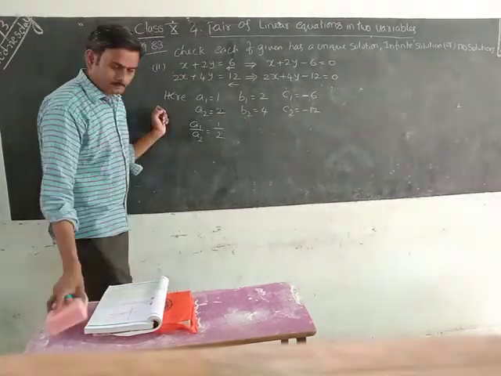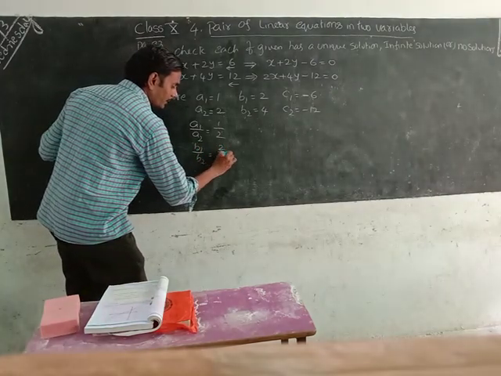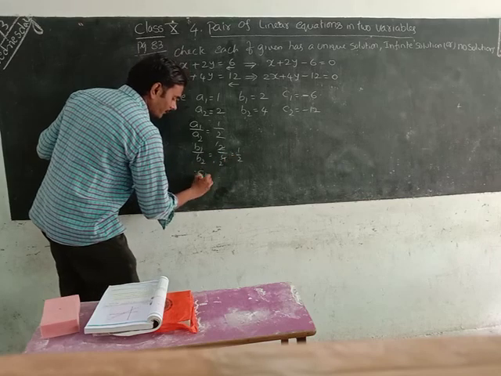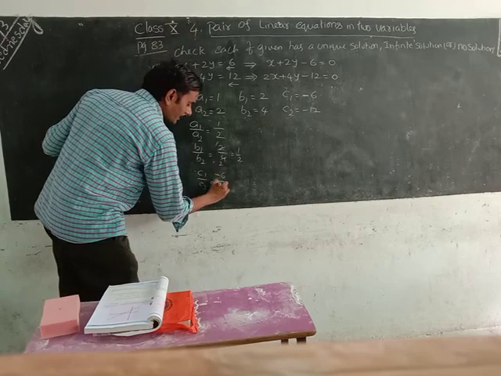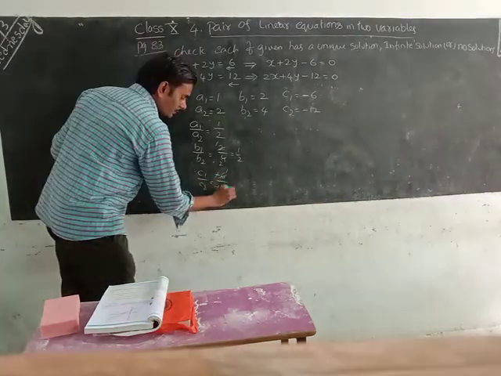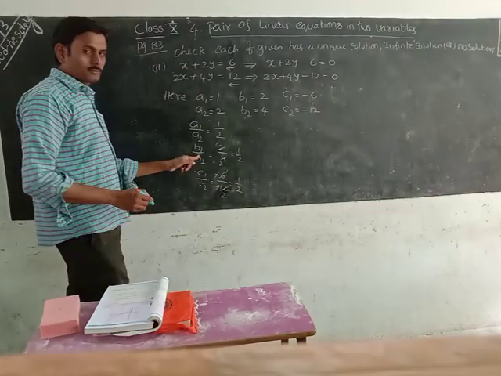B1 by B2 equal to 2 by 4. Cancel this: 1 by 2. C1 by C2 means minus 6 by minus 12. Minus will cancel. 6 ones are 6, 6 twos are 12. 1 by 2. Okay, first compare A1 by A2, B1 by B2.